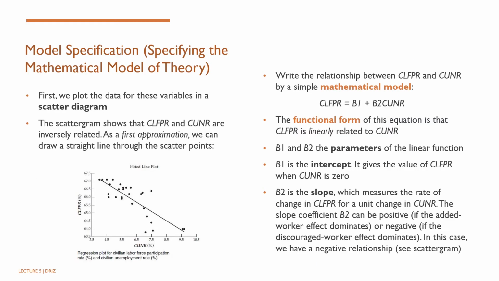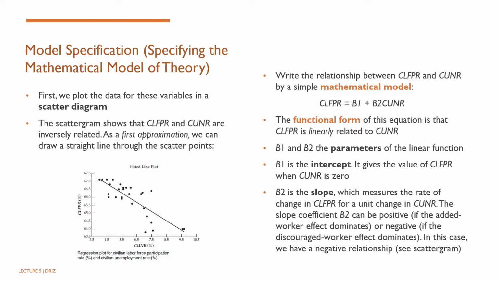As you have seen before, there are multiple aspects of model specification. We will look at them one by one here. To see how the civilian labor force participation rate behaves in relation to the civilian unemployment rate, the first thing we need to do is to plot the data for these variables in a scatter diagram or scattergram. The scattergram shows that CLFPR and CUNR are inversely related to one another, perhaps suggesting that, on balance, the discouraged worker effect is stronger than the added worker effect.